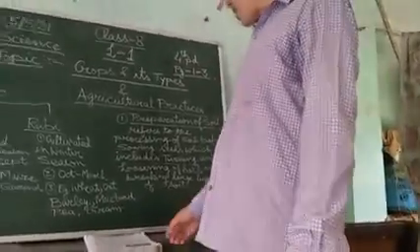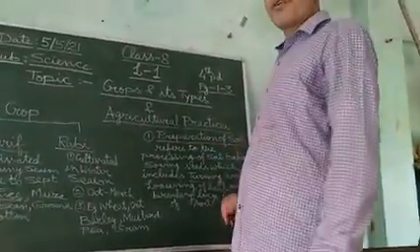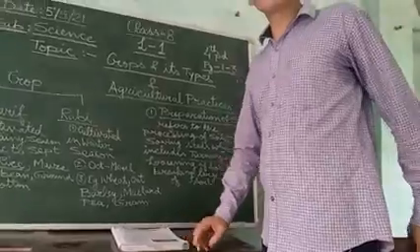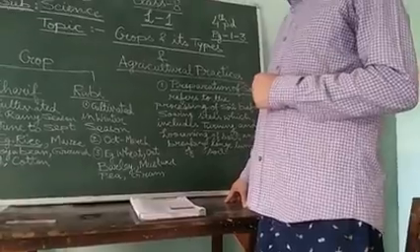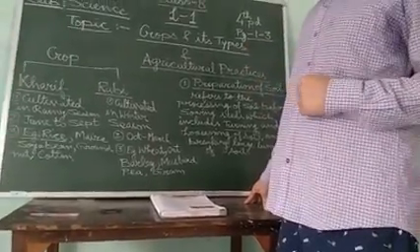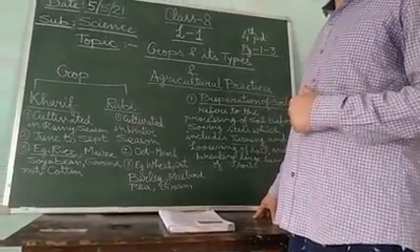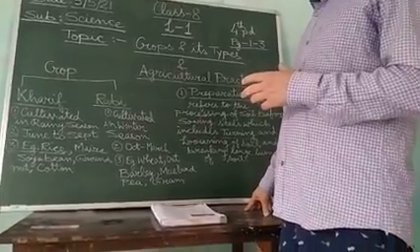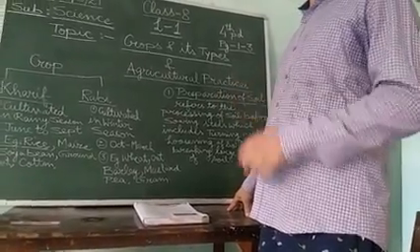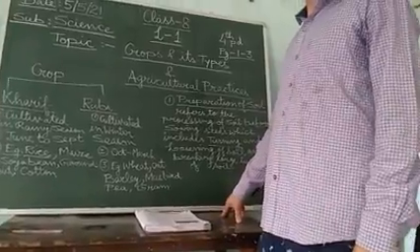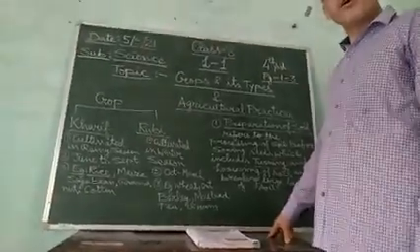Now students, we come to the second topic of today's class, that is the agricultural practices. So what do you mean by agricultural practices? You all know that during the cultivation of crop plants, the farmer has to perform many activities. So the many activities or processes which the farmer performs during the cultivation of the crop plants are called agricultural practices.